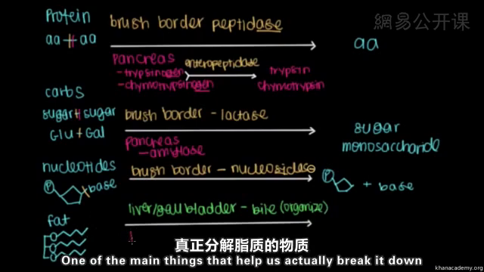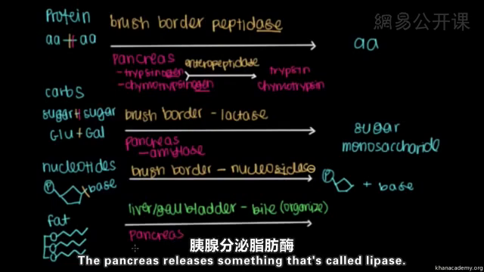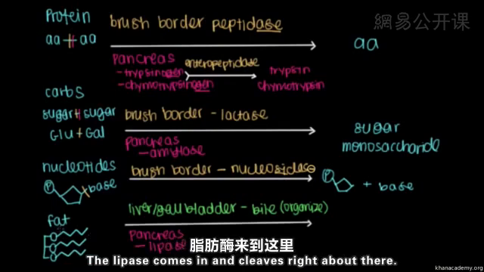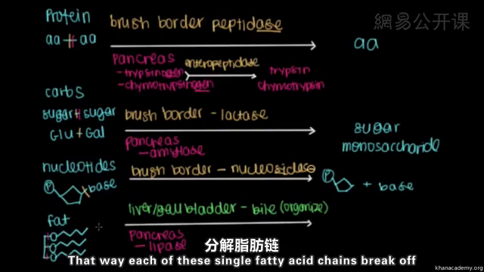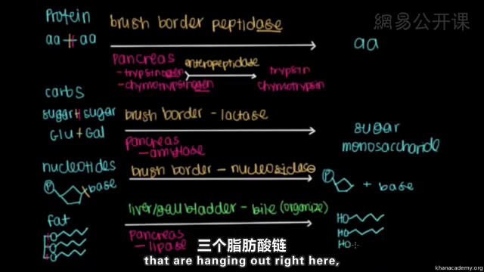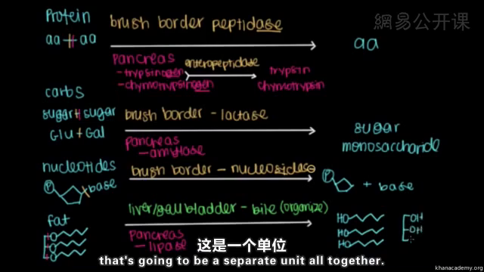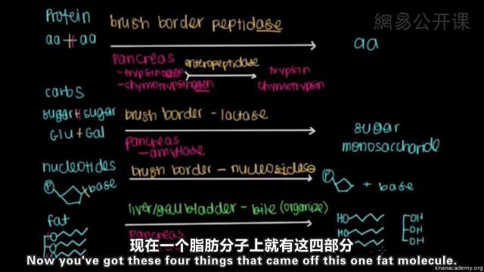They're there to help organize our fats. One of the main things that help us actually break it down is from the pancreas. The pancreas releases something called lipase, and the lipase comes in and cleaves right about there. So that way each of these single fatty acid chains break off, and so you'll have these 3 fatty acid chains that are hanging out right here, including your triglyceride head. That's going to be a separate unit altogether. So now you've got these 4 things that came off of this one fat molecule.